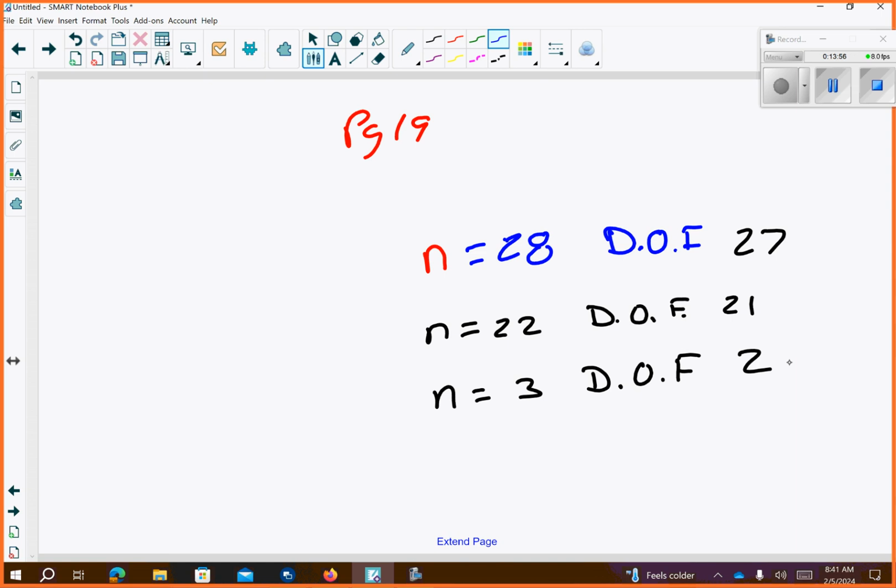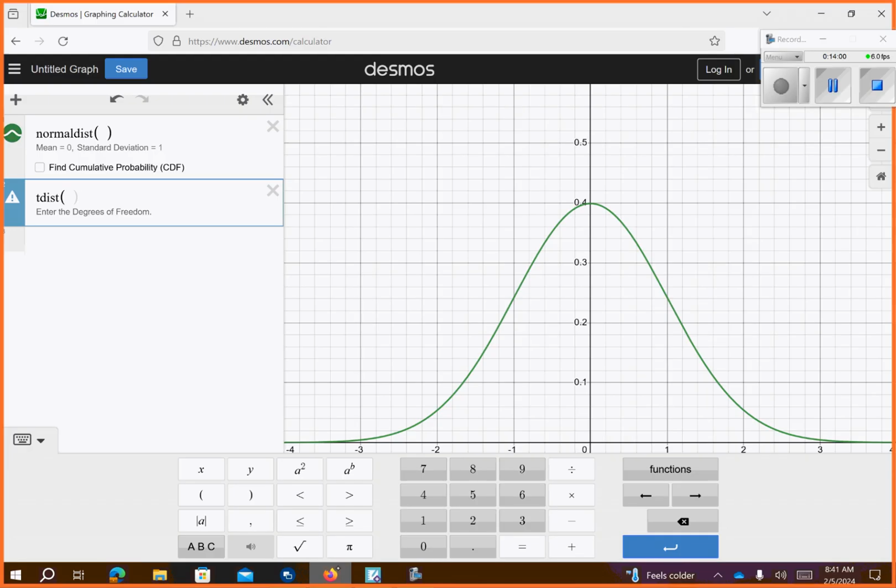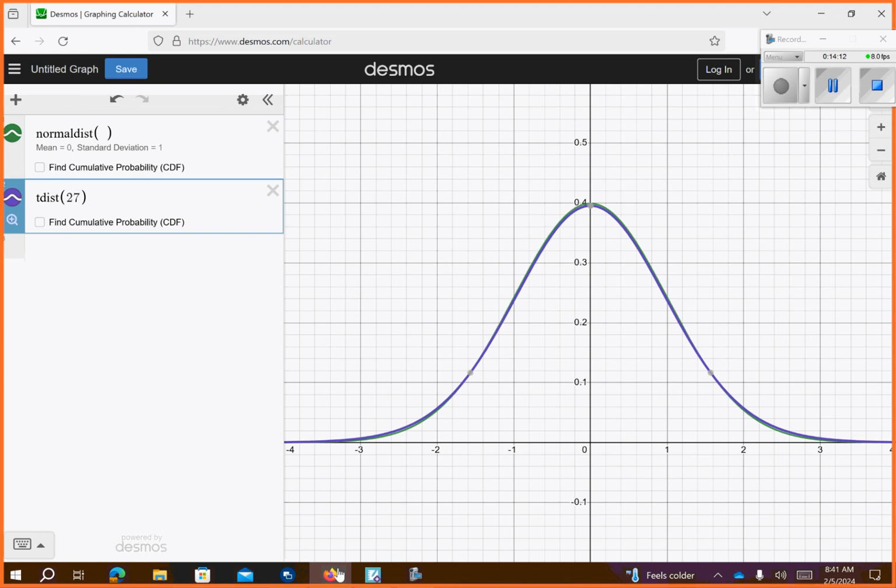Okay, so on Desmos, it says degrees of freedom. So let's do the first one. If I had degrees of freedom of 28, I'm going to plug a 27 in. Take a look at what my graph did. Okay, let me go away, come back. Are they pretty close? Agree?